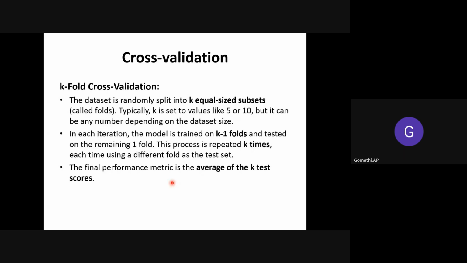Consider one example. In 5-fold cross validation, the data set is split into 5 parts. The model is trained and tested 5 times, each time using 4 folds for training and 1 fold for testing. The final performance is the average of these 5 tests.